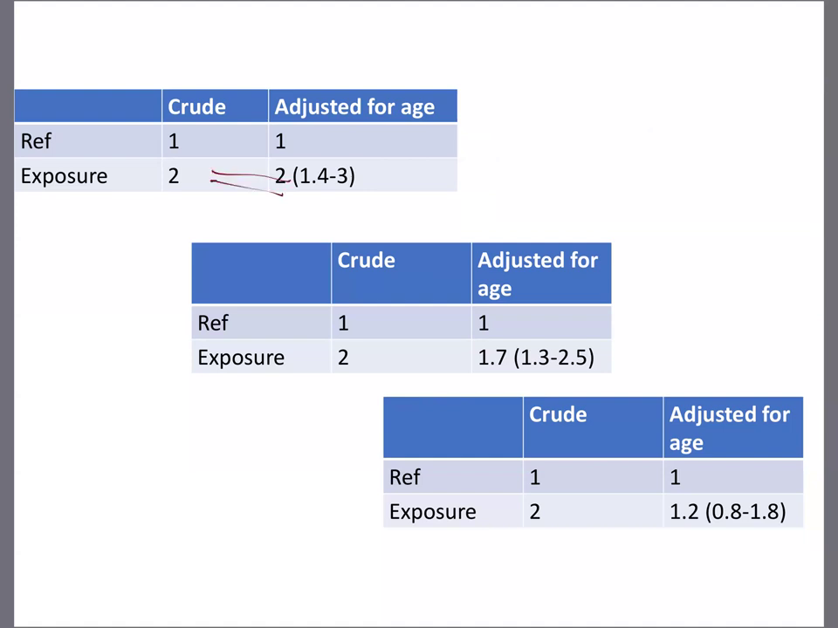Again, here the crude estimate is 2 and your adjusted estimate is 1.7. They are nearly similar to each other. So no confounding here too. And your crude estimate is 2. Your adjusted estimate is 1.2. It appears to be different more than, say, if your cutoff is 10%, 15%, 20%. So yes, this particular factor which you have adjusted for is a confounder for the association for exposure and outcome. This is the way you can decide about your confounding without a statistical test. You all are with me here? Yes, ma'am. Thank you, Sampath.